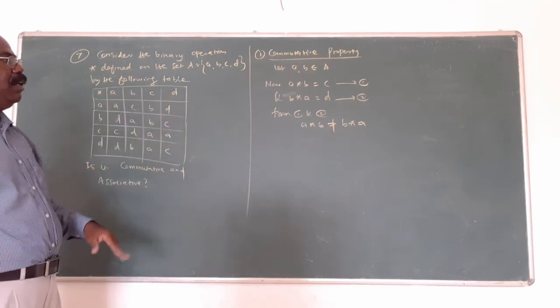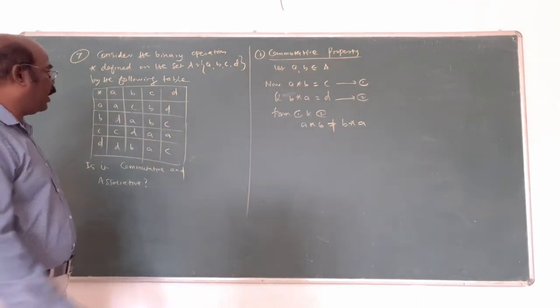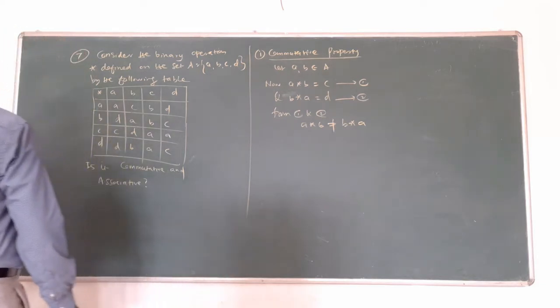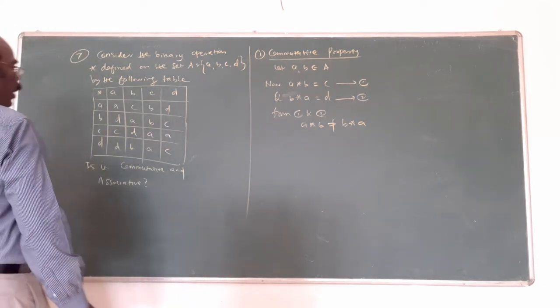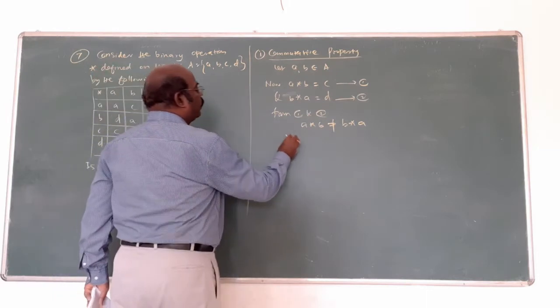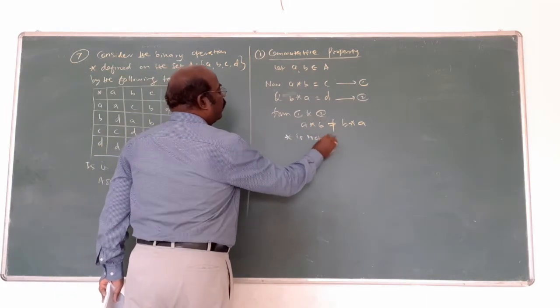From 1 and 2, they are not equal. That's why it is not true. This is the answer. Star is not commutative. Am I right? Star is not commutative. First part: star is not commutative.